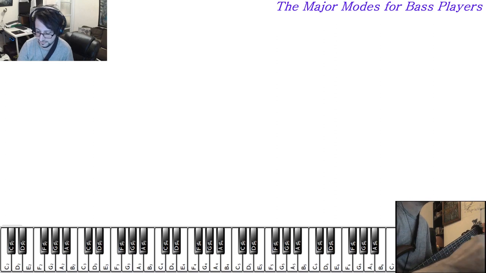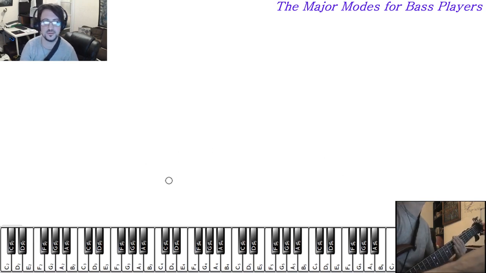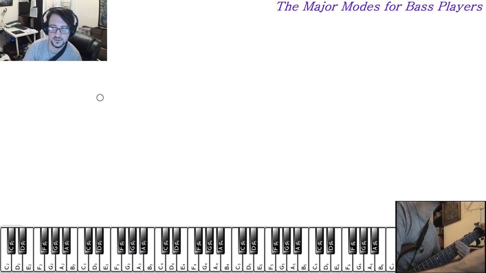And this is going to be a video which will be not so brief about the major modes for bass players specifically. So the first thing we need to look at before we launch into the main body of the video is what is a mode.